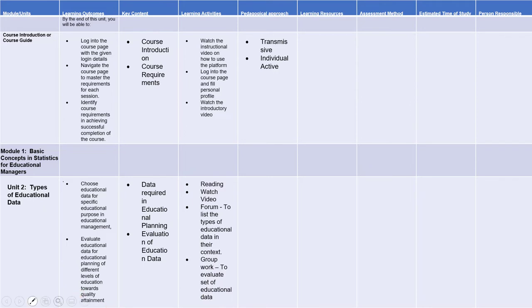It is not when you're already into the course that you start thinking of the activities. No, it's at this planning stage. Now, what method am I going to use? The pedagogy. Right here, the pedagogy I want to use is transmissive, individual active, and collaborative active. I'm putting the three together. There are times you use only one. There are times you use the three together, or two together. It depends on what you want to achieve.